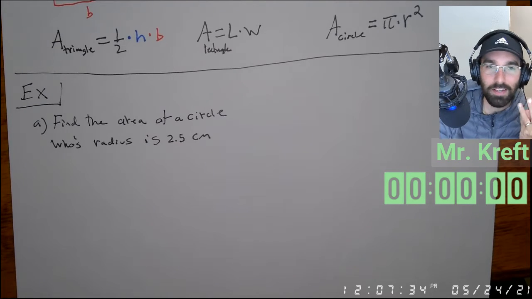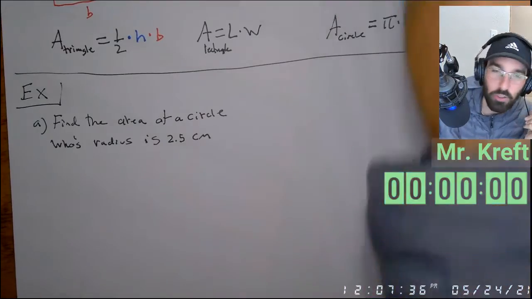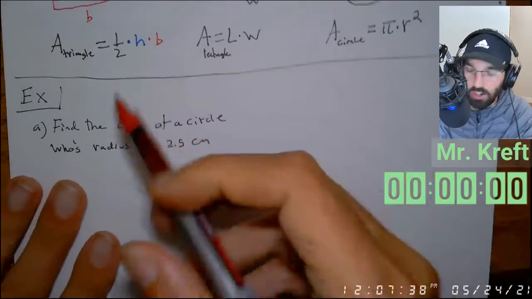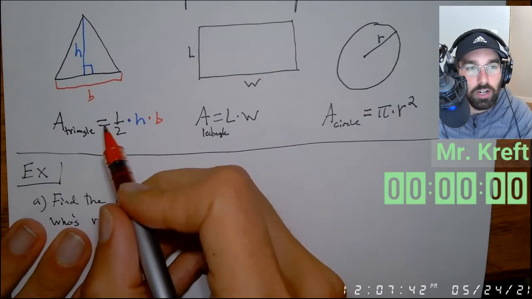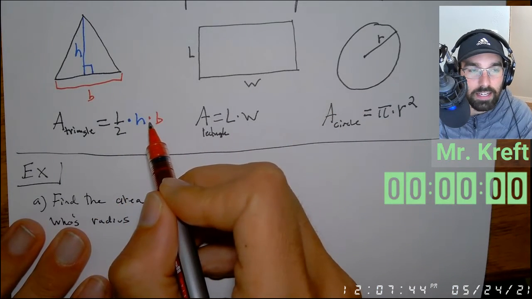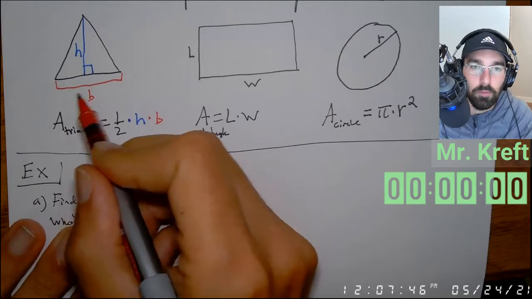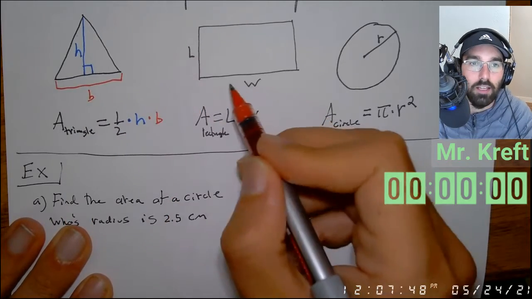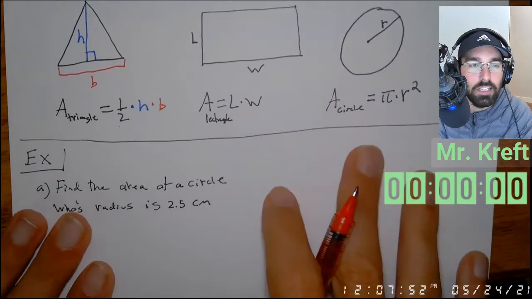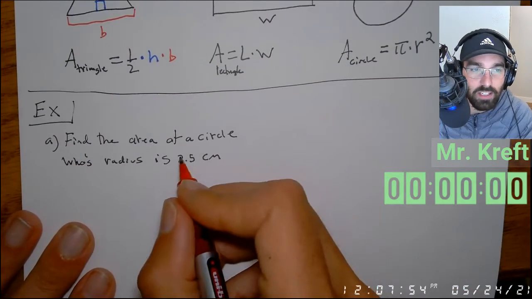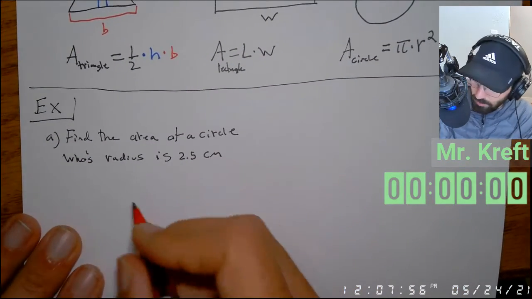Okay, so this is the big reminder. We have to remember units, units, units. Look at all of these areas: you're having a length times a length. A height times a base, a length times a width, the radius times itself. So think about that in terms of units. If you have centimeters times centimeters.